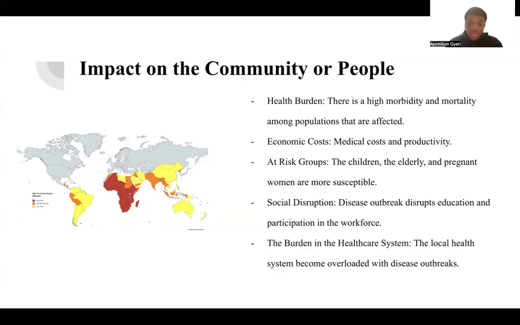Social disruption: disease outbreaks disrupt education and participation in the workforce, because schools get canceled, and some people aren't able to get to work on time because of dangerous diseases that affect their environment. There's also a burden on the healthcare system. The local health system becomes overloaded with diseases and outbreaks. They really can't get everywhere at once, so it's just dangerous for everybody involved, usually.